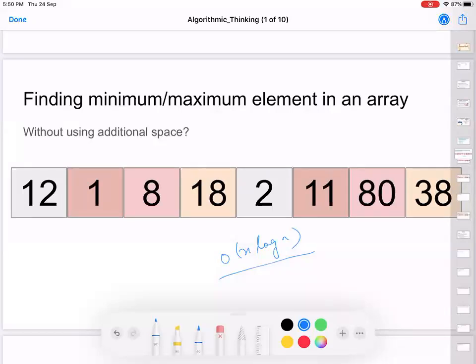So what we are doing here is, instead of using any additional element, I compare this 12 with 1. So both of these get swapped here. Then you compare 12 with 8. Again, these two get swapped. And again, so now there is no swapping. Then you swap this 18 with 2. So 18 comes here, so on and so forth. So at the end, this 80 will come at the last location. And this element at your last location, it is your maximum element.